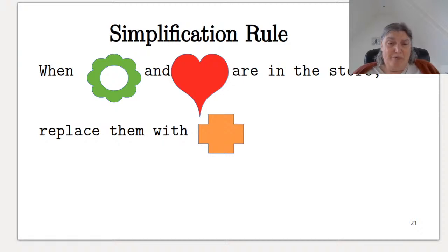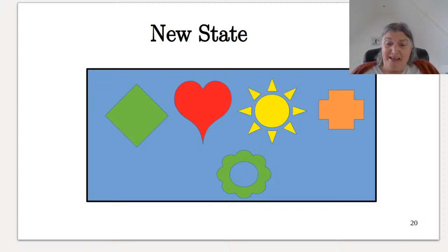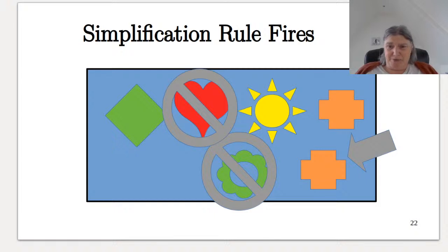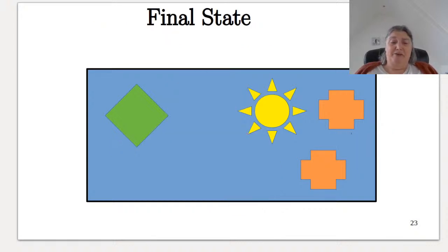But now, remember we had this other rule. When there's a heart and a flower in the store, replace them with a cross. But here's our store at the moment. Hey, there's a heart and a flower in it. So the simplification rule fires. The heart gets deleted, the flower gets deleted, and we get another cross. Notice it's another cross. We can have multiple copies of something in the store. And here's our final state.